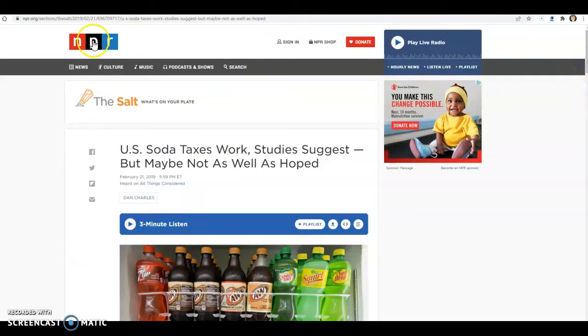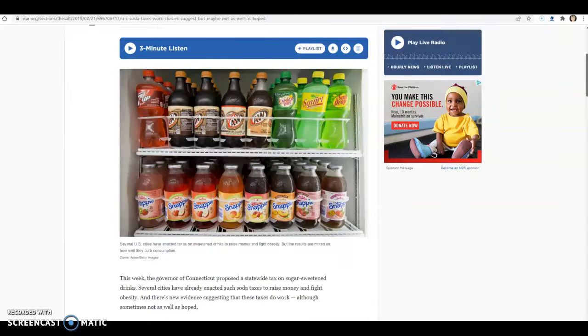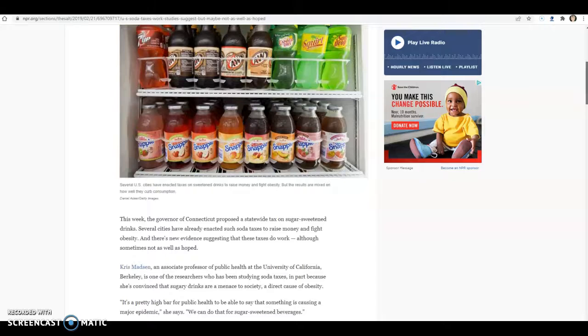So NPR, if you've heard of that, it does ask you to donate. It's got an author. U.S. soda taxes, studies suggest work, but maybe not as well as hoped, around the same time, February 2019. We see it says news. I don't see a menu for about us, so we're going to have to go down to the bottom. This is focused more on Connecticut.